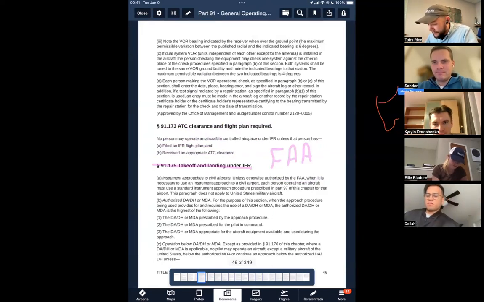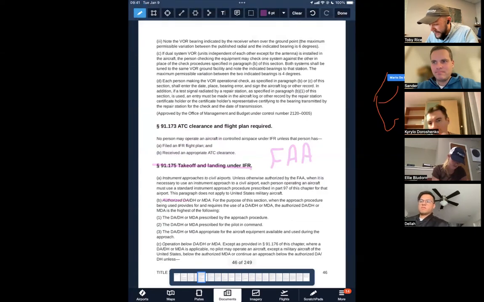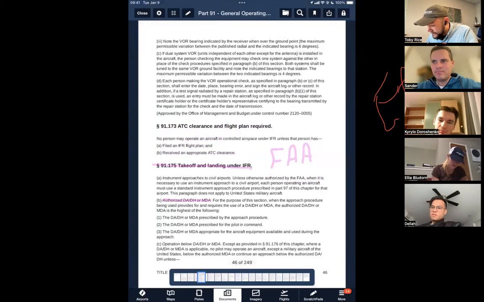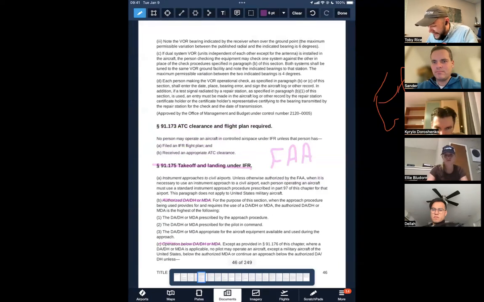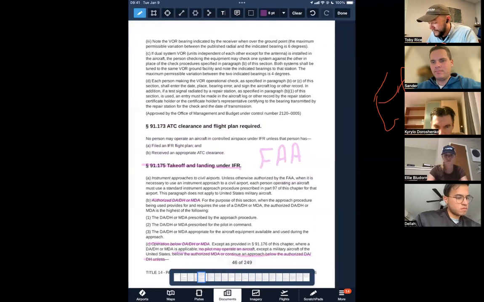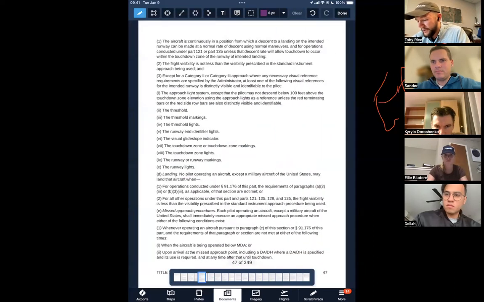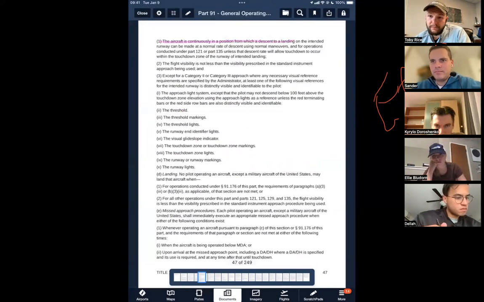So the authorized DA or DH or MDA, for purposes of this section, here we are, operation below the MDA or DA. It says no pilot may operate an aircraft below the MDA or continue the approach below the decision altitude unless, number one, the aircraft must be in a continuous position to land. So we have to be on a stable approach. That's the first thing.